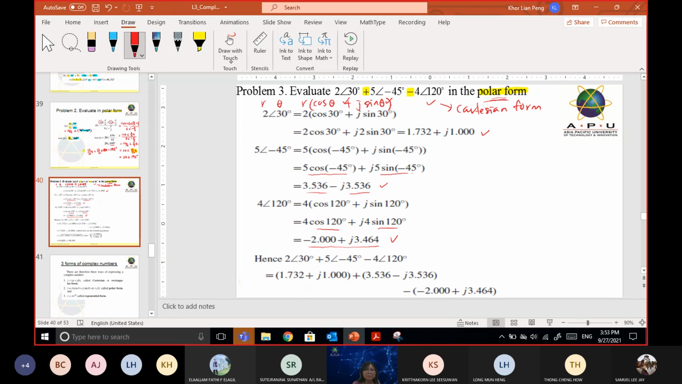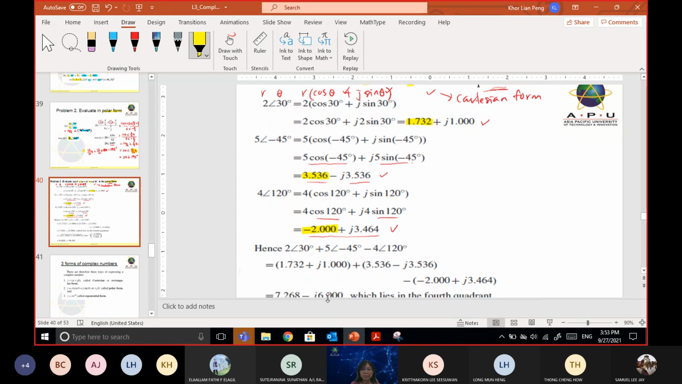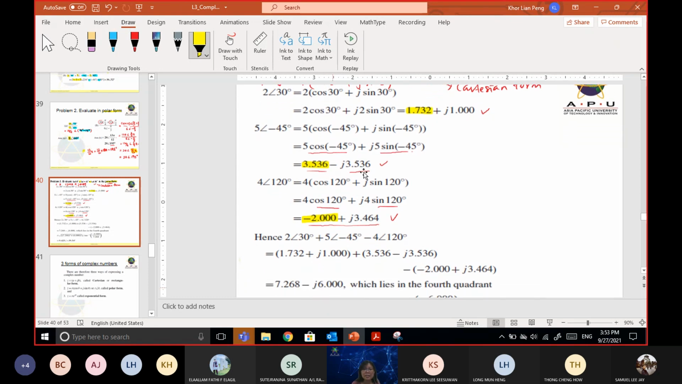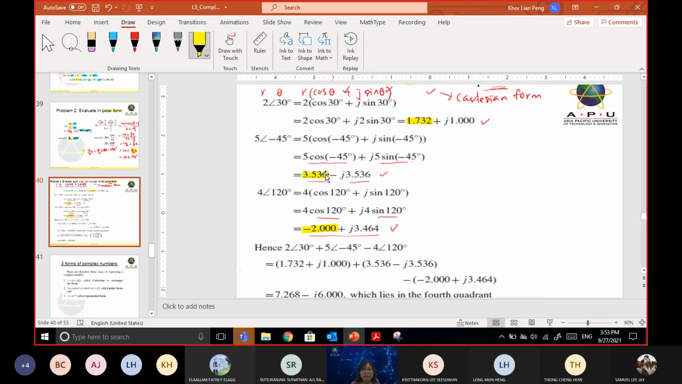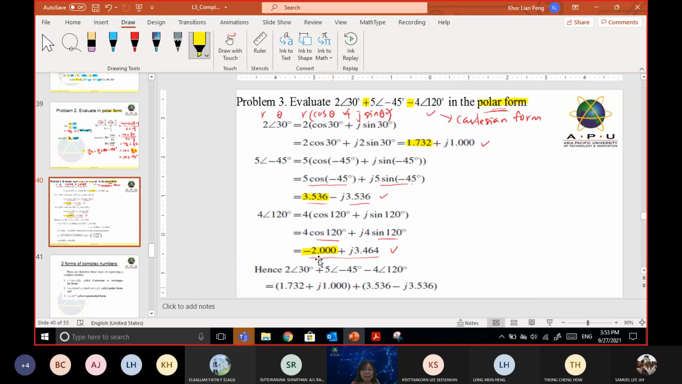So for the real part, we have 1.732, 3.536, and this one, negative 2. So we take the sum 1.732 plus 3.536, then minus negative 2. That means for this part, we are going to calculate the real part as 1.732 plus 3.536, then minus negative 2. This is the real part.